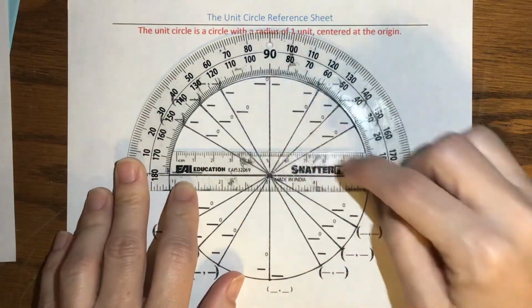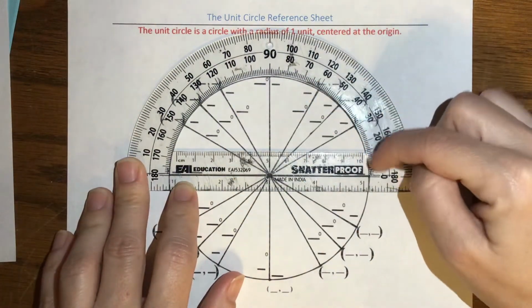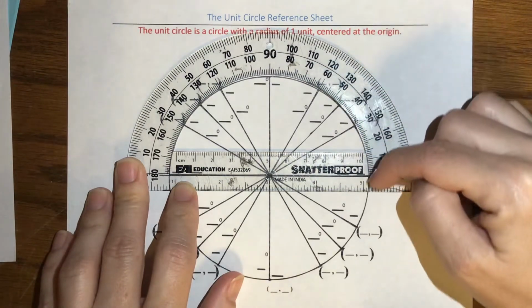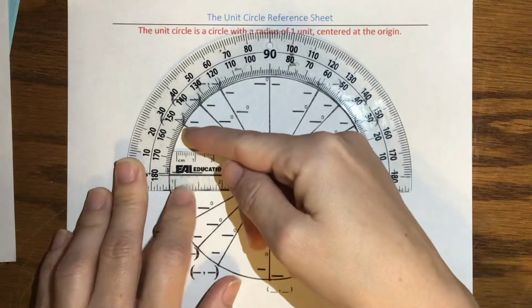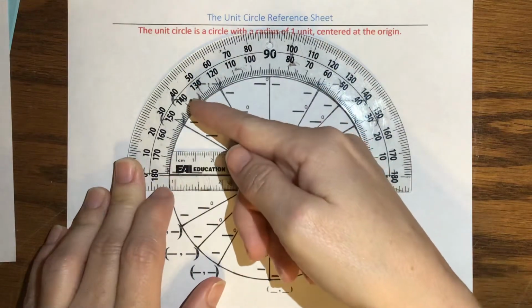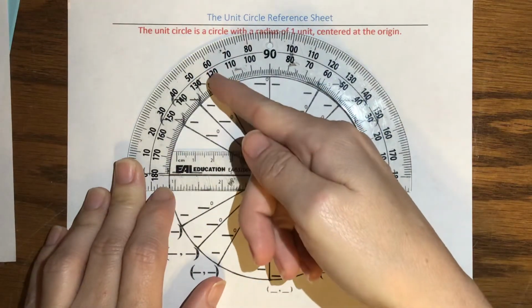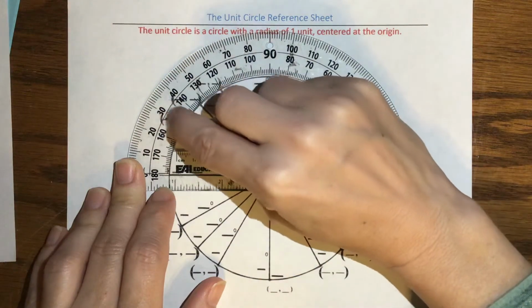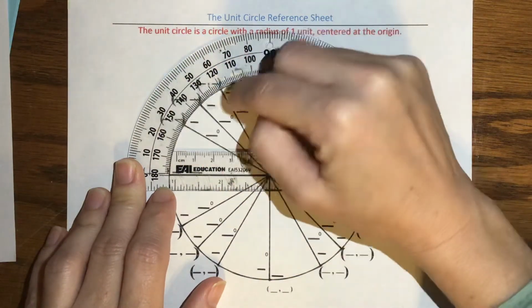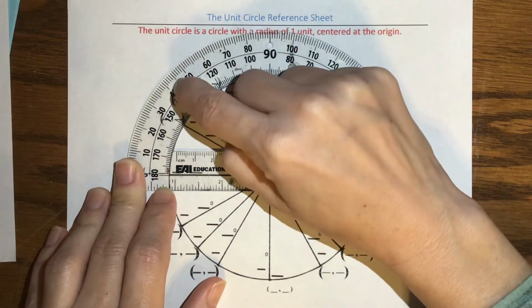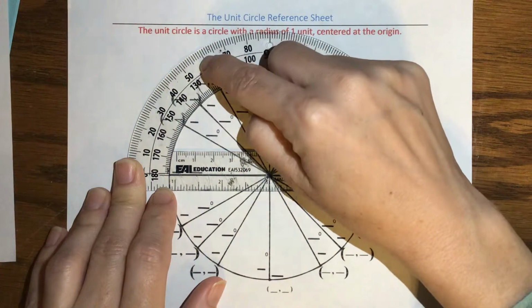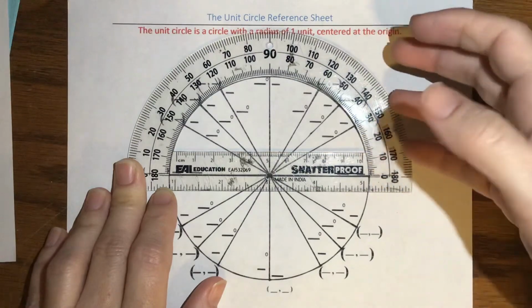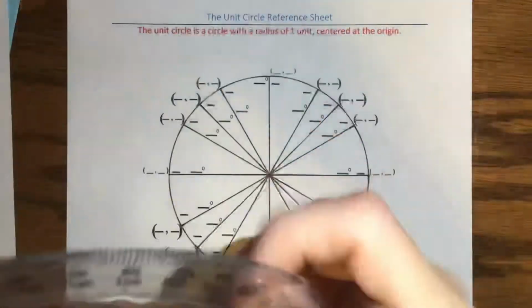In the second quadrant, in the first quadrant too, reference angle is 30, reference angle is 45, reference angle is 60. Here, reference angle is 30, reference angle is 45, reference angle is 60. See that? For the 150, the reference angle is 30. For the 135, the reference angle is 45. For the 120, the reference angle is 60. So those reference angles are going to be important.